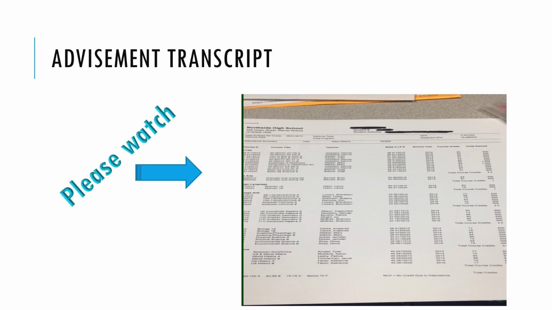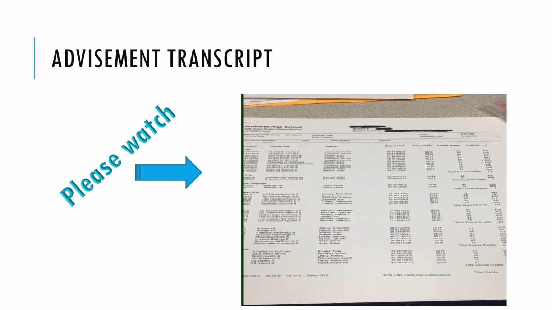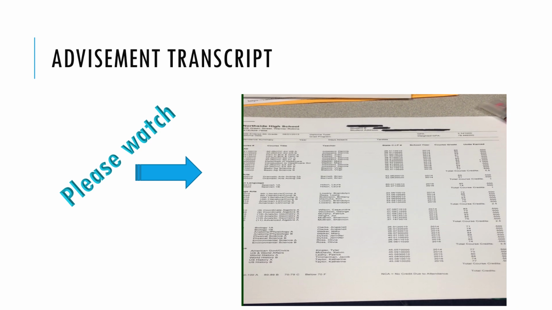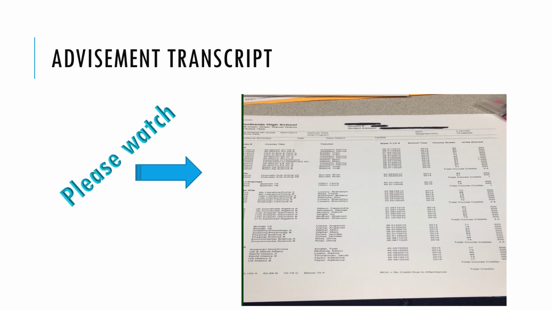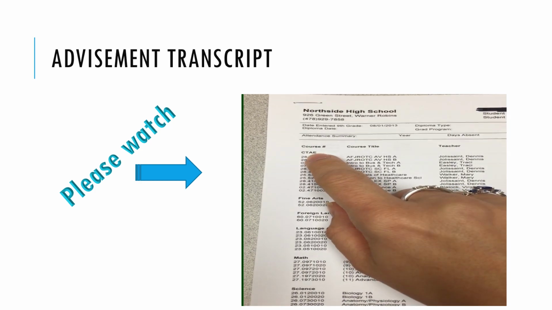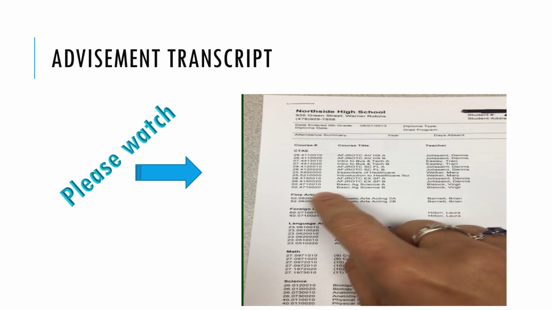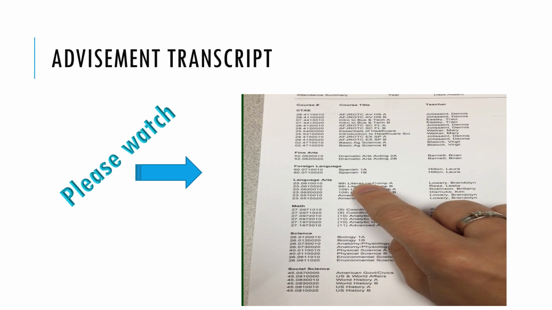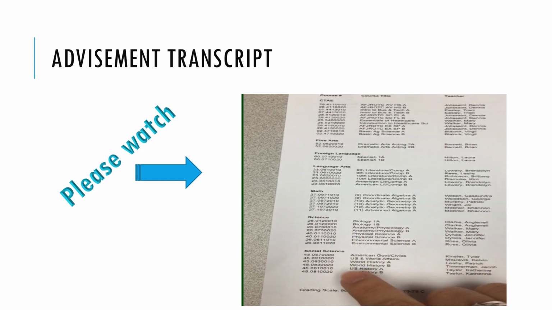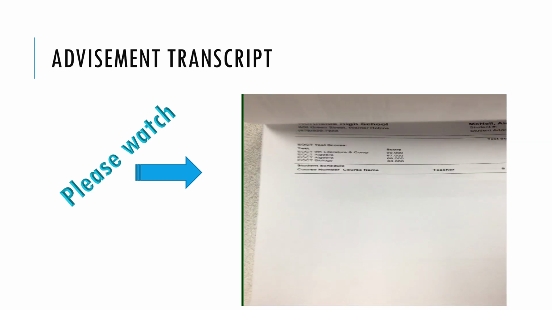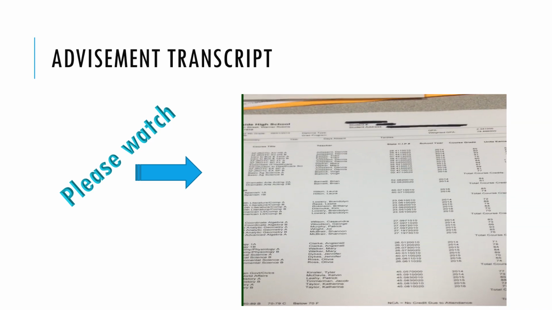First, look at your transcript. We call this the advisement transcript. It is different than the official transcript that can be sent to colleges and scholarships. All the courses are grouped by subject area. As you can see, this transcript has a CTAE category, a fine arts category, a foreign language category, a language arts category, math, science, social science, which is social studies, and then the test scores are on the back.